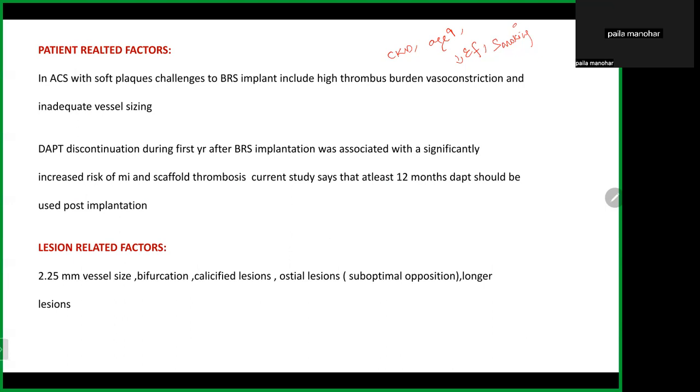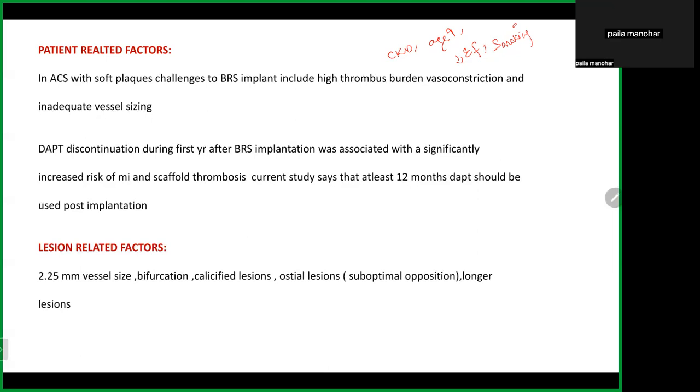Third is the patient on DAPT. DAPT discontinued during the first year after bioresorbable implantation is associated with a significantly increased risk of MI and scaffold thrombosis. The current study says that 12 months of DAPT should be used post-implantation.